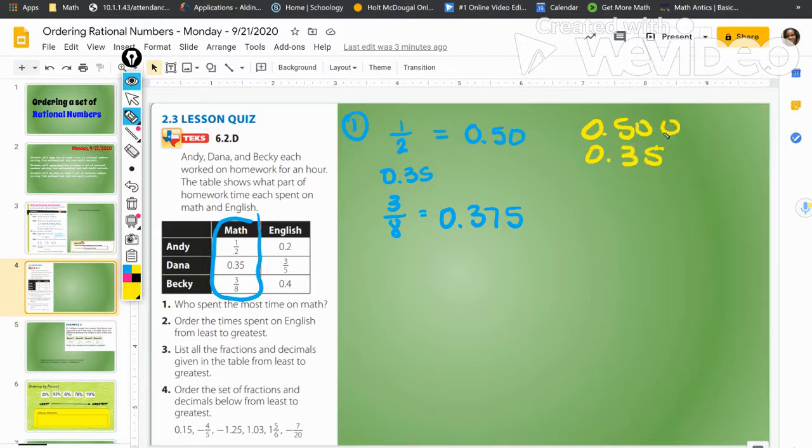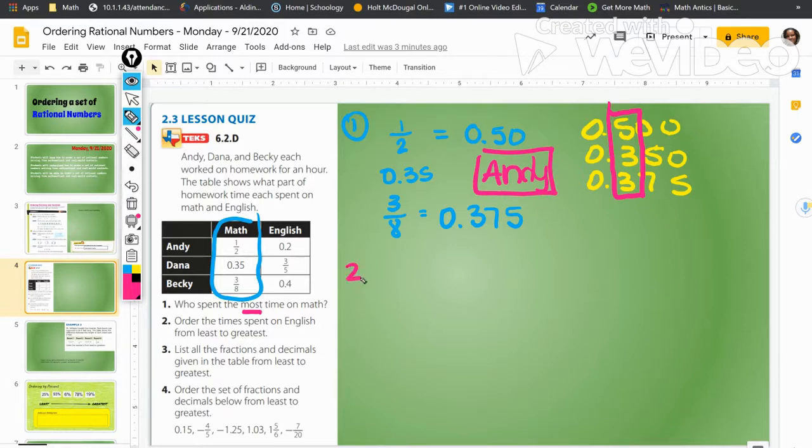Now I'm going to list my decimals again. And this time I'm going to add a 0 behind the first two so we can have the same number of digits. And again, I'm going to look at the first place value behind the decimal. This is the tenths place. And I'm looking for who spent the most time, so I'm looking for the largest number. The largest number is 5, and that was represented by half. So Andy. Number 1 is Andy. Andy spent the most time on math.